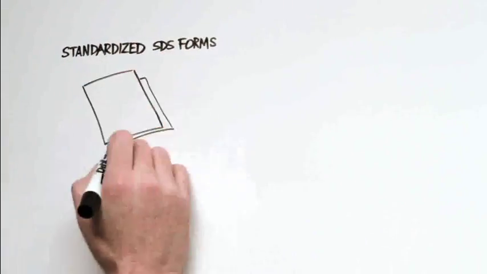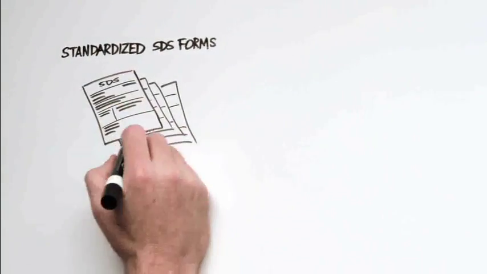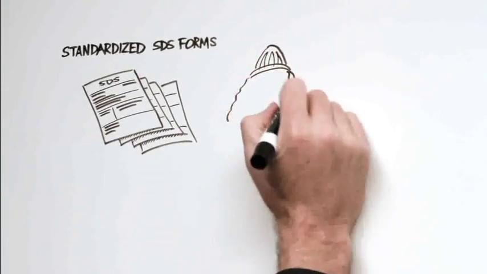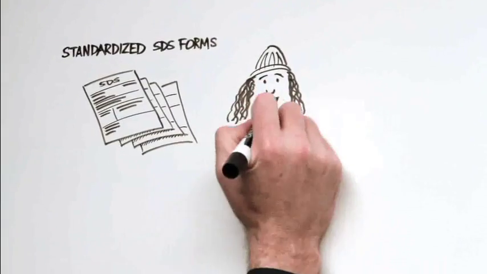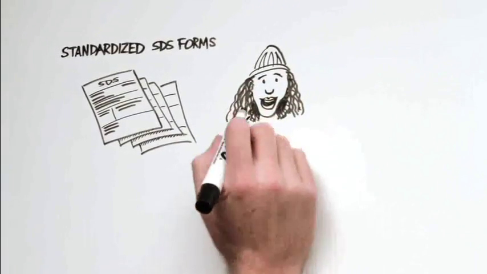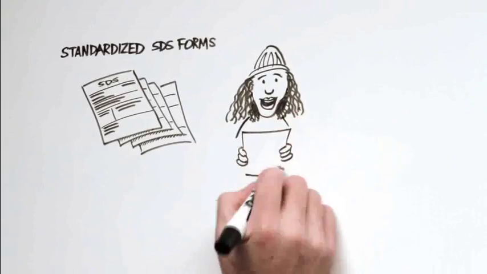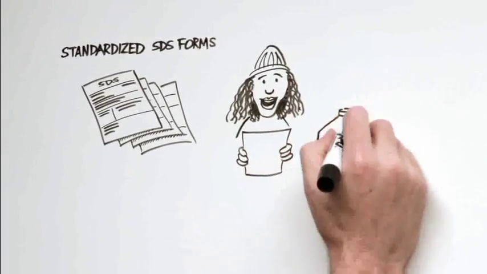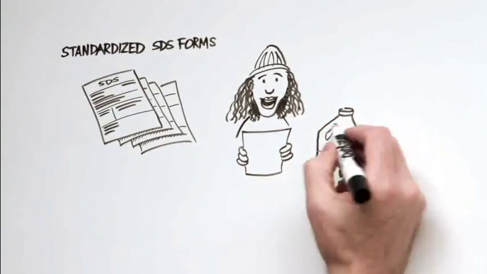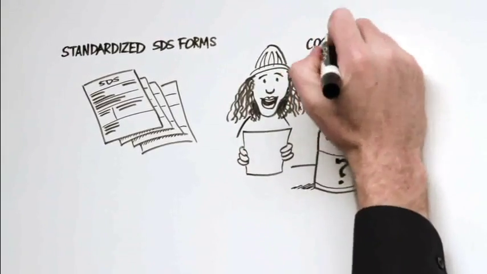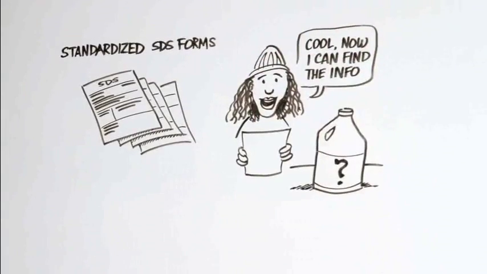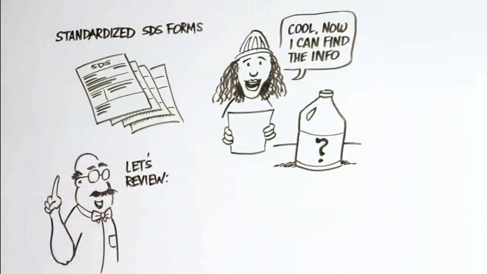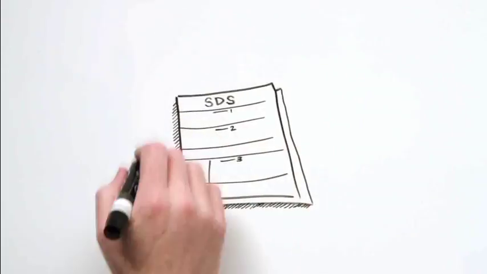The next significant change to HazCom is the standardized 16-section SDS format. OSHA has made the information in sections 1 through 11 and 16 mandatory. The information in sections 12 through 15 may be included, but is not mandatory and will not be enforced by OSHA. The SDS is intended to communicate the hazards of the material. The consistent format enables workers to access critical hazardous material information more efficiently. Let's review each of the critical sections.